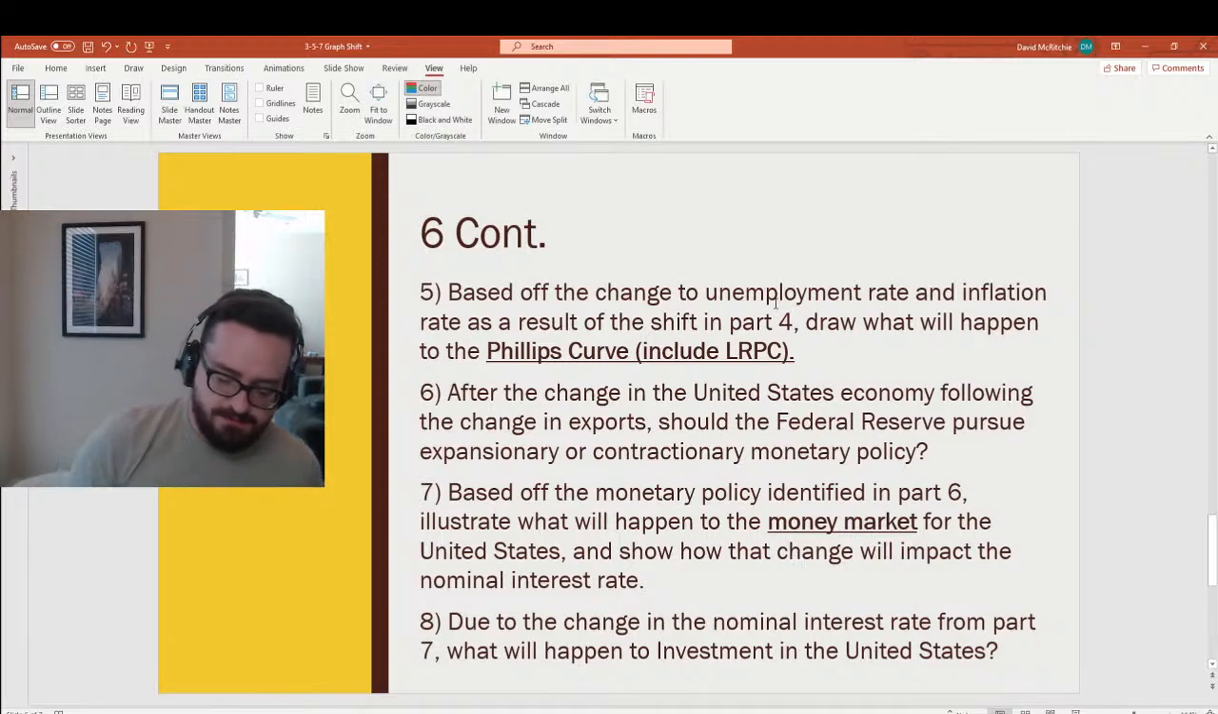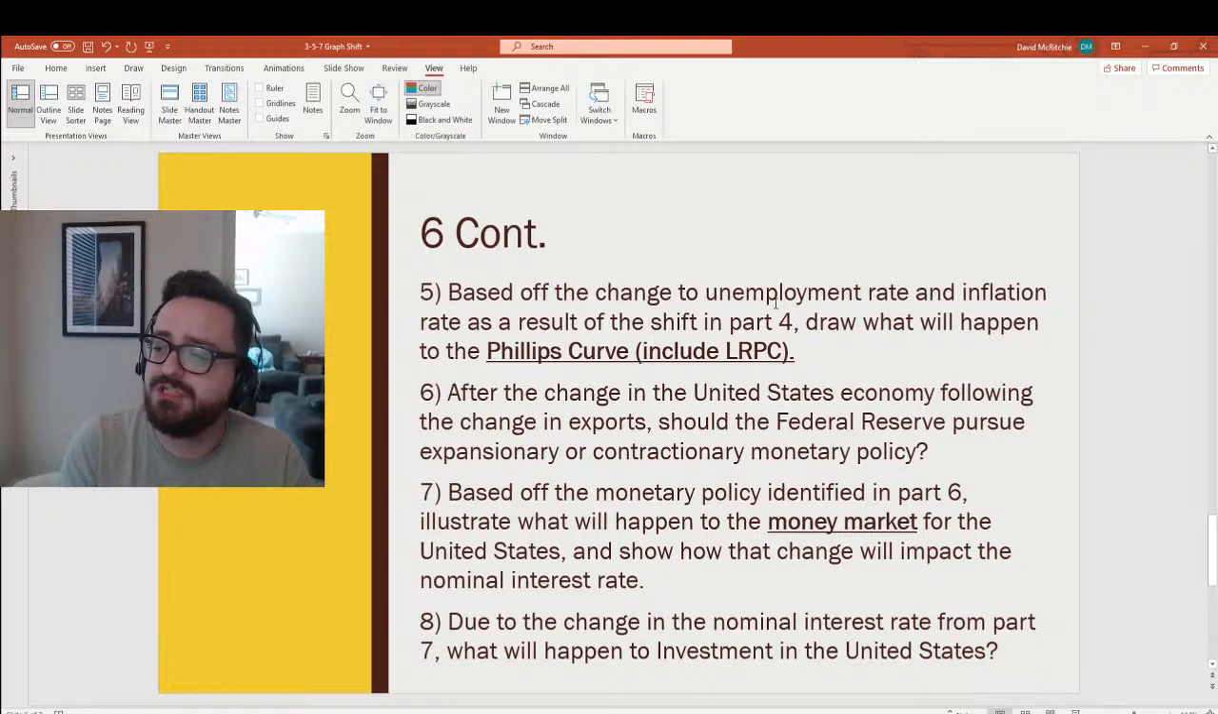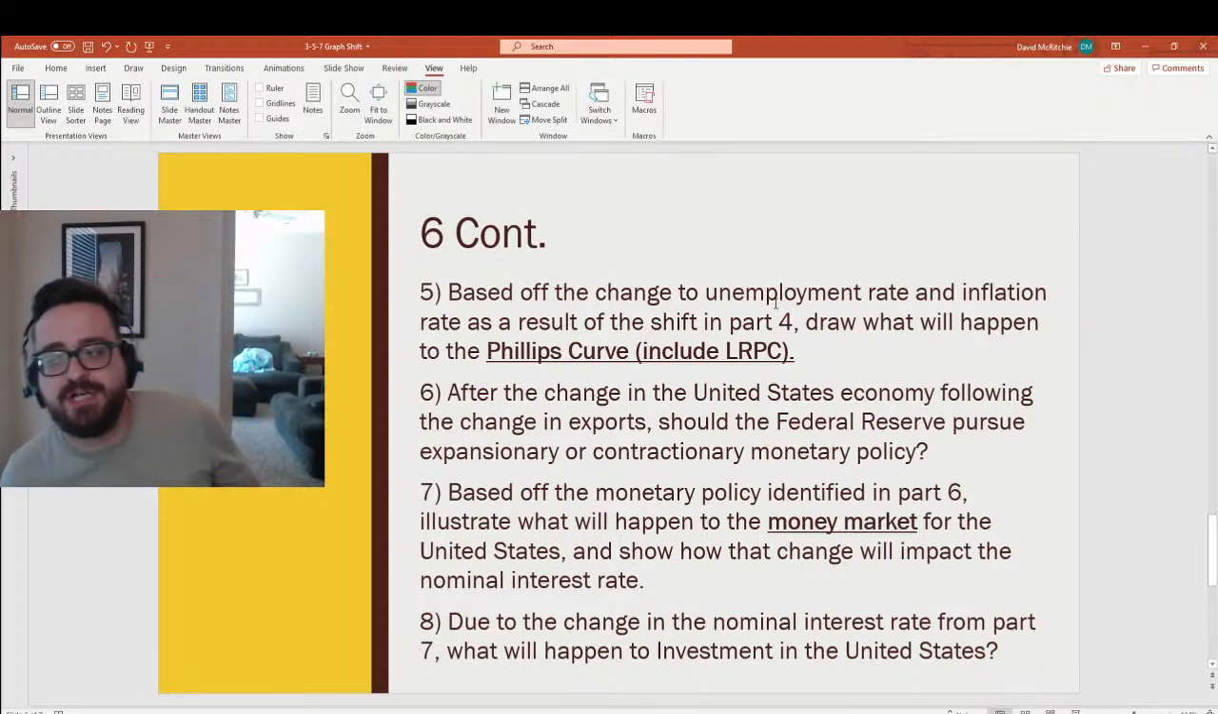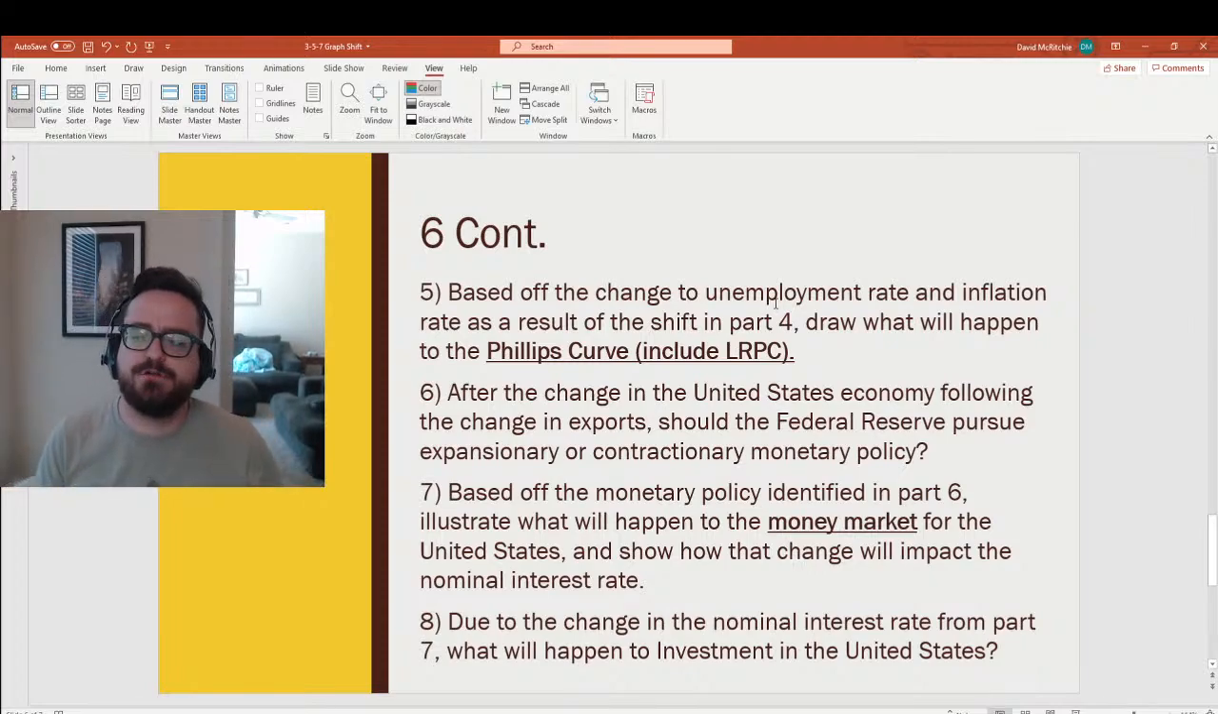Question 6, which should be question 5, but I messed up numbers, so who cares? After the change in the U.S. economy, which this is phrased kind of bad, following the change in exports, should the Federal Reserve pursue expansionary or contractionary monetary policy? This is actually kind of asking me about that aggregate demand supply curve still, because that's the graph where this is most apparent.